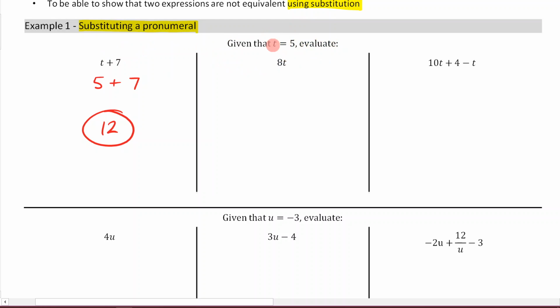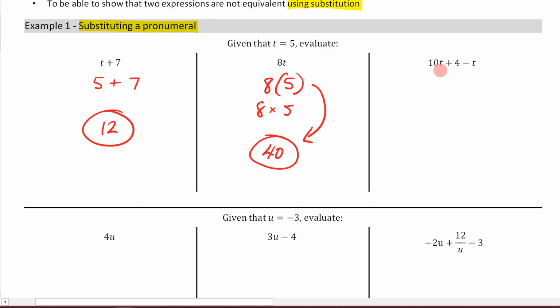So here we have 8t. So again, we're going to take this 5 and we're going to substitute it into this. Now, the way that we write this is we put the 8 and then we put the 5 in brackets there like that. Now, we know what's happening here. This is 8 times 5, and 8 times 5 is 40. So that's our answer. And you actually don't need this step. You could just go straight from this step to that step. So you don't need that step in between. Okay, let's keep on going.